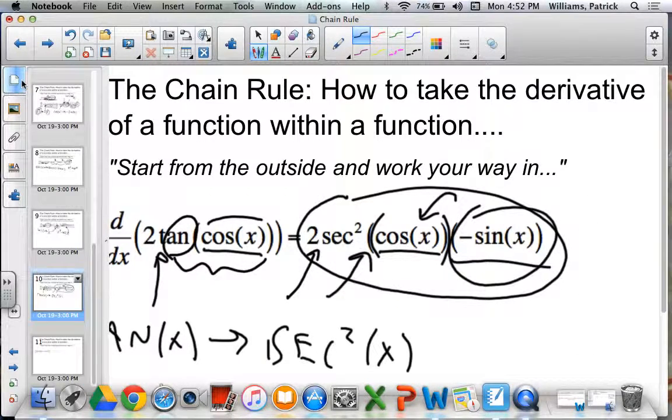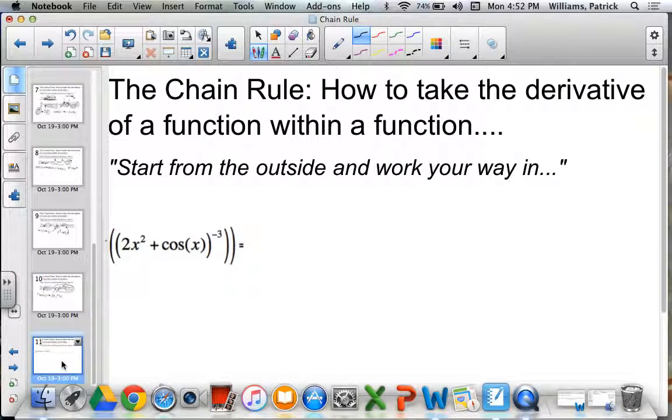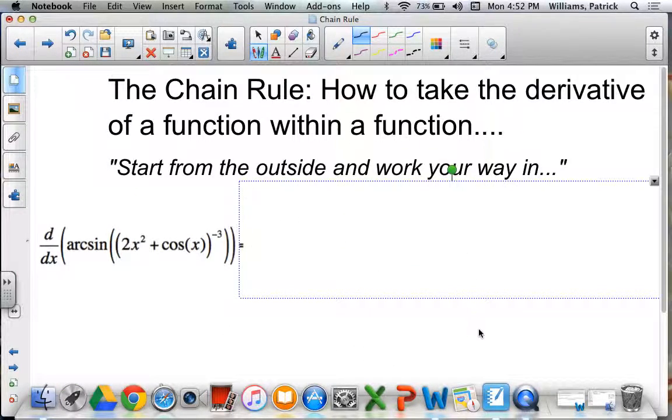Okay, so let's do one more example, and then you guys are going to be pros. All right, try to do this one. This one's going to be a little bit tricky. I'm going to warn you, but just give it a shot.